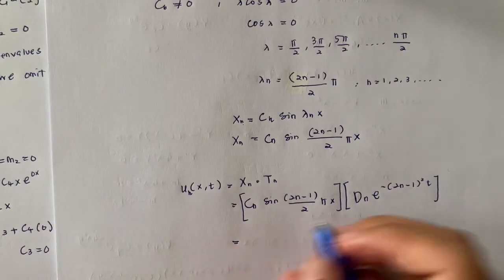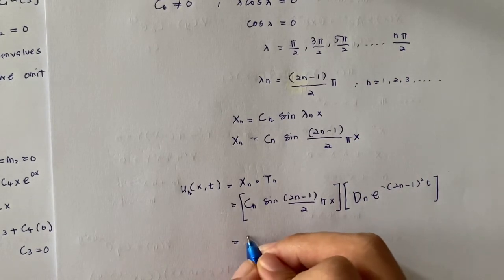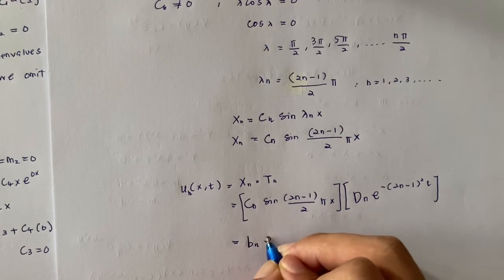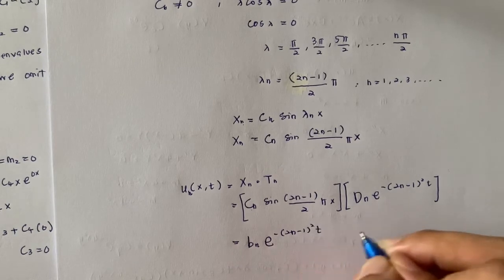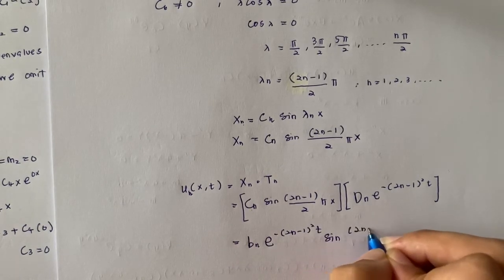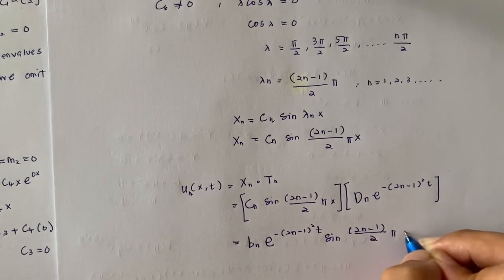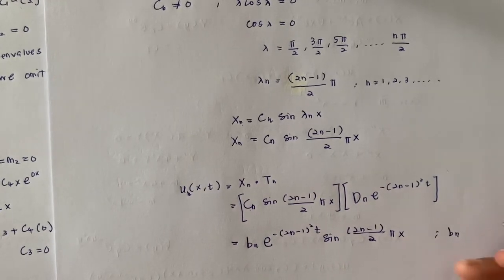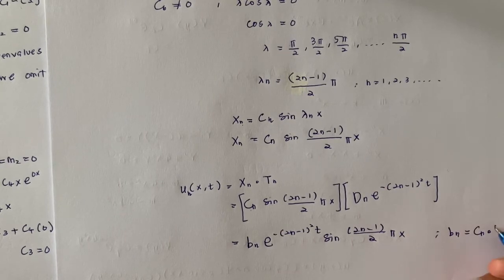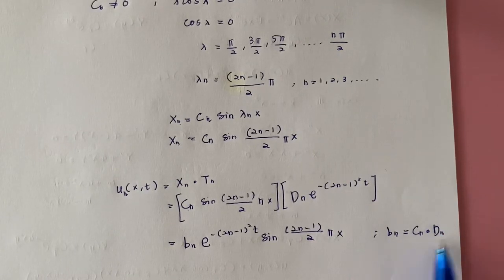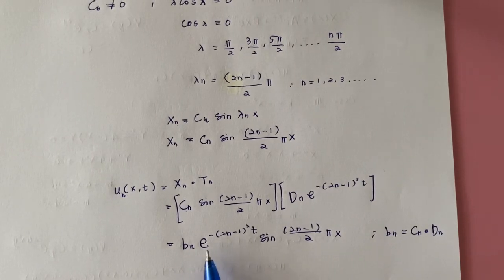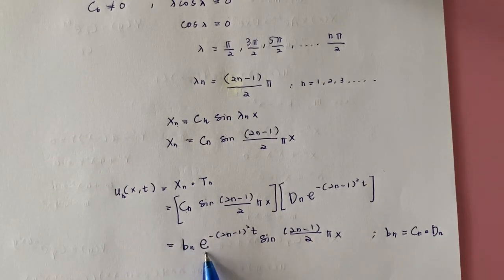So we simplify this. Okay, Cn multiply Dn we can write as Bn. So we have Bn exponent minus 2n minus 1 square t sine 2n minus 1 over 2 pi x, where our Bn is a product of Cn and Dn. Since this is just a constant, we can write this product of constant with another constant, Bn. So we have our un equal to this function.